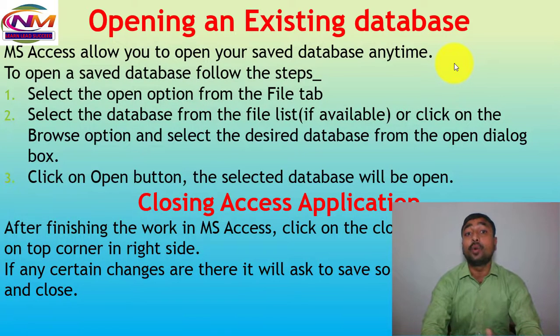MS Access allows you to open your saved database anytime. To open a saved database, you have to follow some steps. First of all, select the Open button from the File tab, which is on the left side. You go to the File tab, and after that select the database from the file list. If it is not available, what steps do we have to do? We have to click on the Browse option and select the desired database from the Open dialog box. After you have selected it, click on the Open button, and your selected database will open.